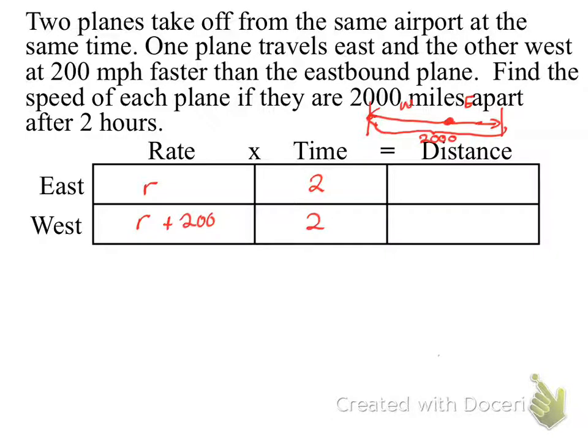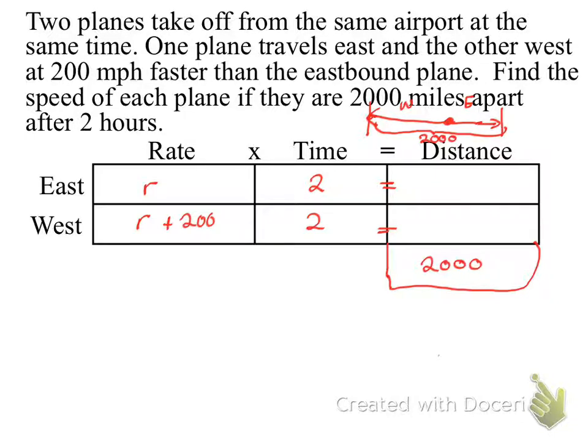Now, tell me about the distance. Do we know the distance of the east and the distance of the west? Each one individual. We know the sum of them. So we have to add our sum at the bottom. Right? And our sum is how much? 2,000. Okay? So I don't know the distance, but what do we know? Rate times time is also equal to distance. So can we call it something else?